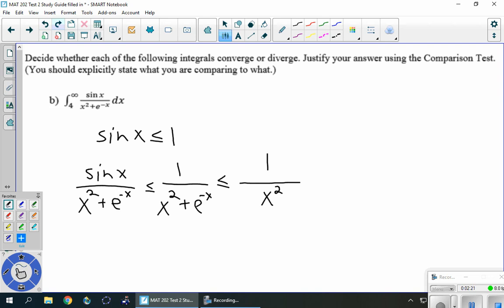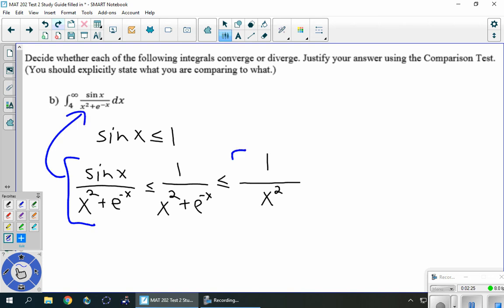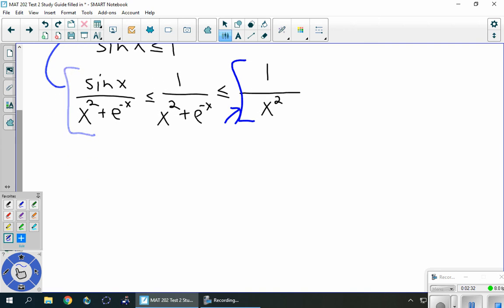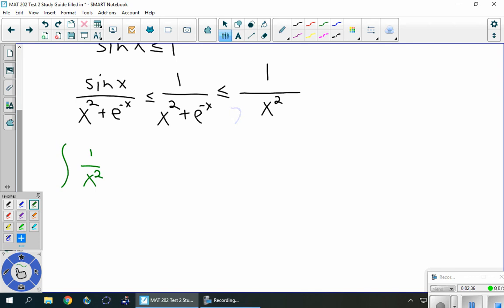And voila, this is exactly what we wanted. There's our original integrand, and it is less than or equal to that integrand. And so now we just need to complete this by talking about the integral of 1 over x squared. The integral of 1 over x squared dx from 4 to infinity converges by useful integrals for comparison.